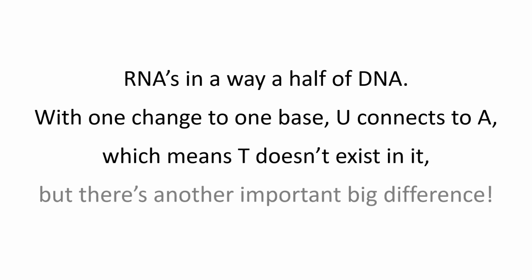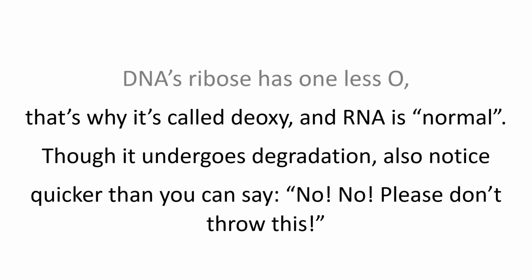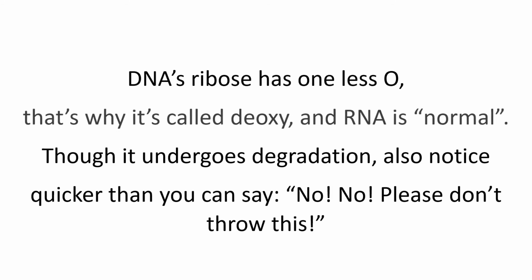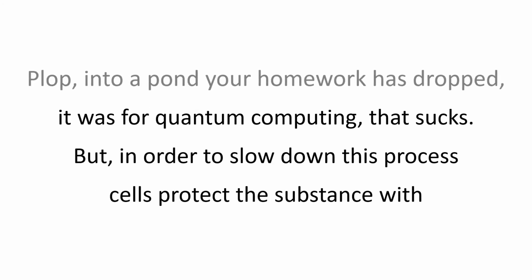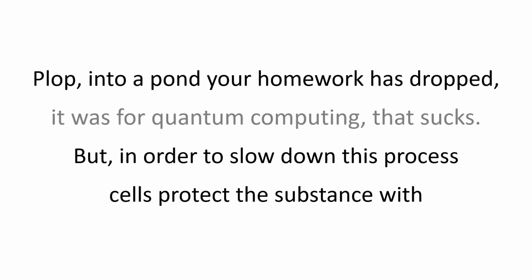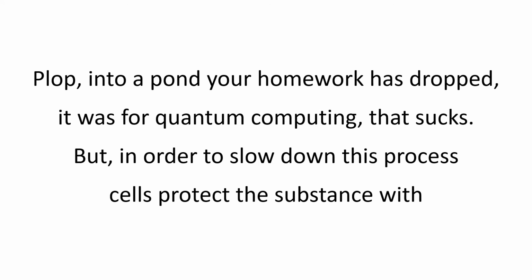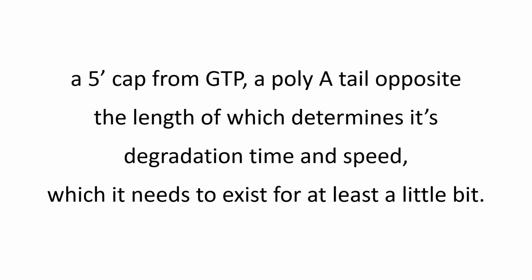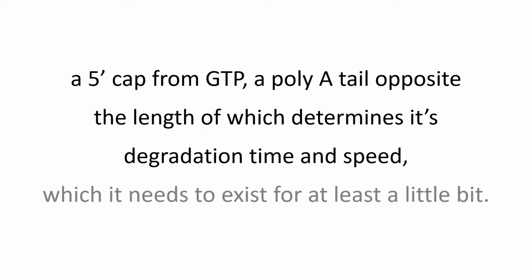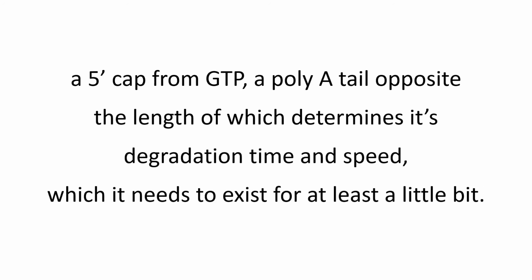But there's another important big difference. DNA's ribose has one less O, that's why it's called deoxy, and RNA is normal, though it undergoes degradation quickly. But in order to slow down this process, cells protect the substance with a 5' cap from GTP and a poly-A tail opposite, the length of which determines its degradation time and speed, which it needs to exist for at least a little.